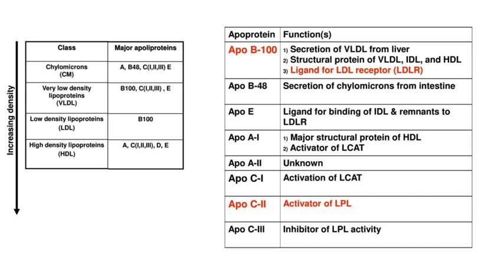Apoprotein B48 functions for the secretion of chylomicrons from the intestine, while apoprotein C functions for the activation of LPL, while apoprotein E is a ligand for binding of IDL and remnants to the LDL receptor. Now, looking at the VLDL, its main apolipoproteins are B100, C, and E as mentioned earlier. LDL has a major apolipoprotein made up of B100, while the HDL has apoprotein C, A, D, and E.